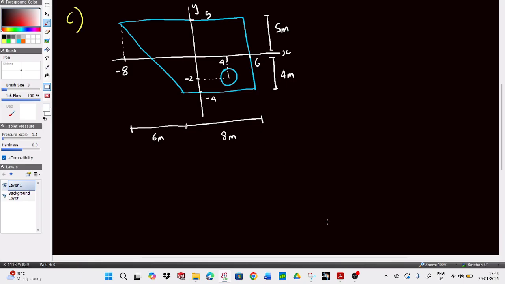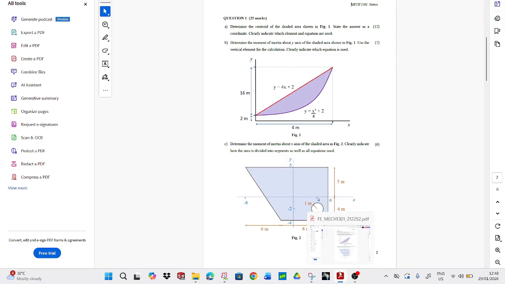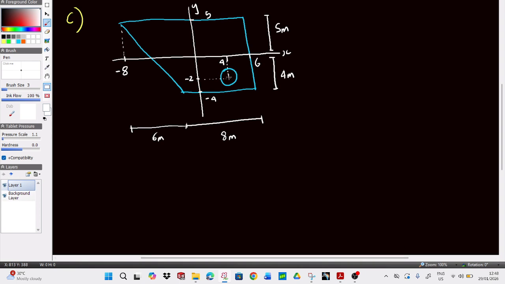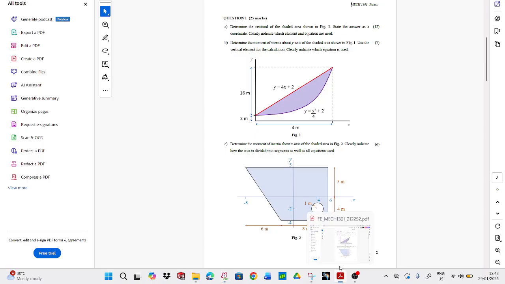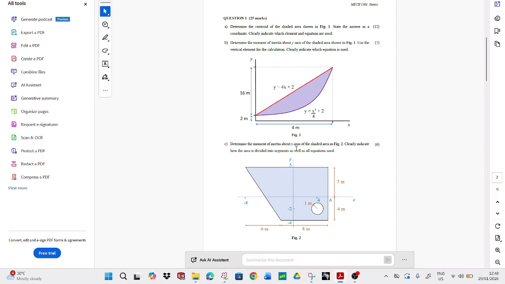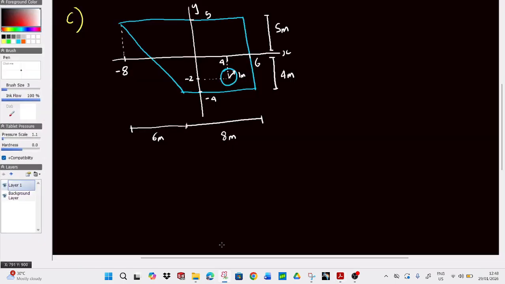Okay, anything else I missed out regarding this problem? 6 meters, 8 meters, 4 meters, 5 meters, 1 meter. I think the radius of the circle, I forgot to mention that this is 1 meter. So the question asks us to find the moment of inertia. On which axis? X-axis. Moment of inertia on the x-axis.